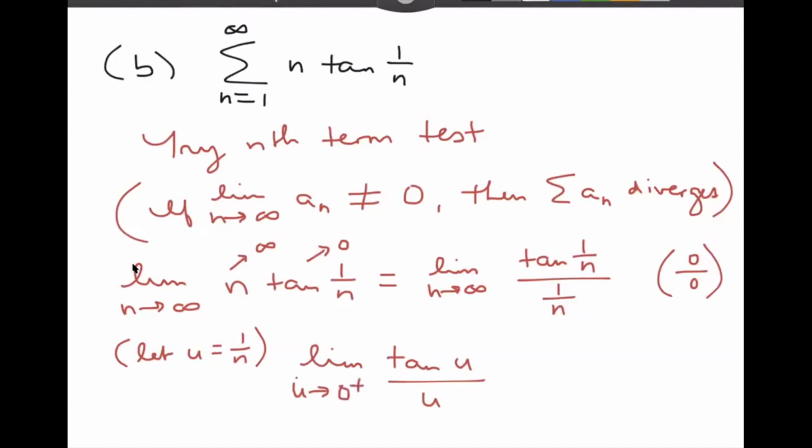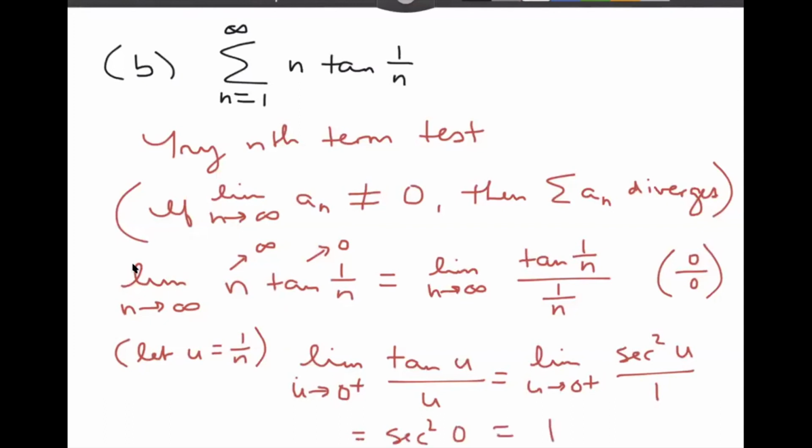By the way, this is actually a Calc 1 limit. I do not have to use L'Hopital's rule on this, but I'll go ahead and do it anyway. So by L'Hopital's rule, that limit is going to be equal to the limit as u approaches 0 from the right of secant squared u over 1, which is secant squared 0, which is 1.